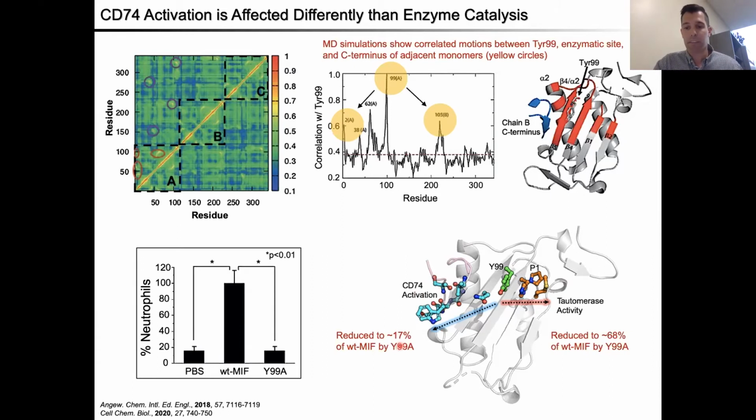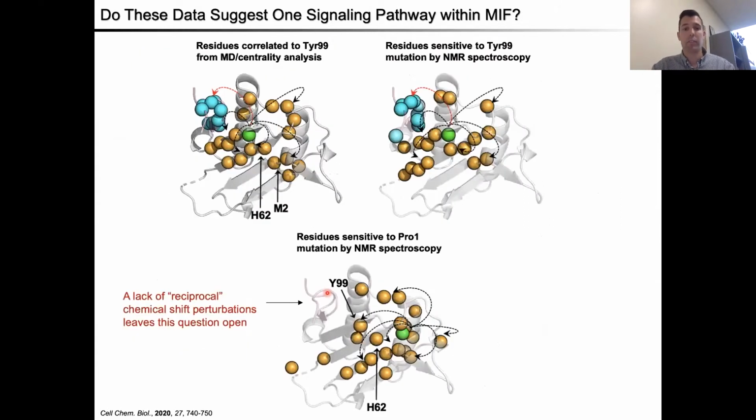And what we observed is that the reduction in catalytic function, in this case for a tyrosine 99 to alanine mutation, was different in both of these cases. And we wanted to understand mechanistically how this was the case. One of the things that we turned to was looking at simple NMR chemical shift correlations to see if there was in fact some coupling between these sites.